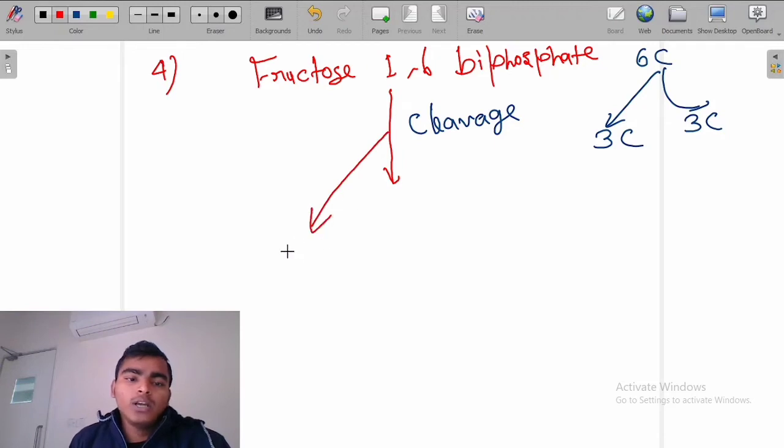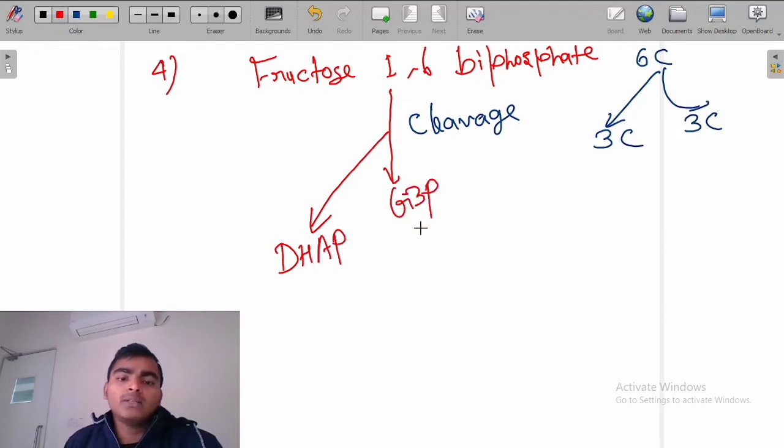There are two molecules. The first one is DHAP, and the second one is G3P. What do these two molecules mean? DHAP is dihydroxyacetone phosphate, and G3P is glyceraldehyde 3-phosphate. Again there is the factor of keto sugar and aldose sugar. This is basically a keto sugar, and this is basically an aldose sugar.